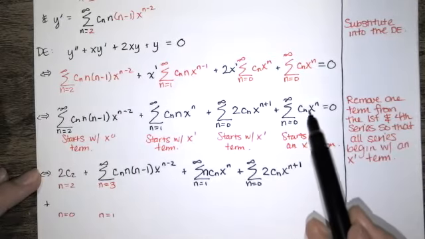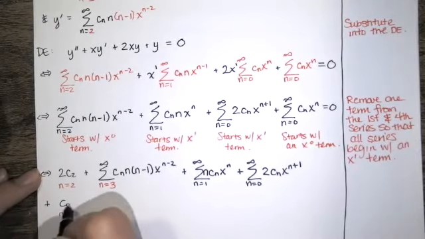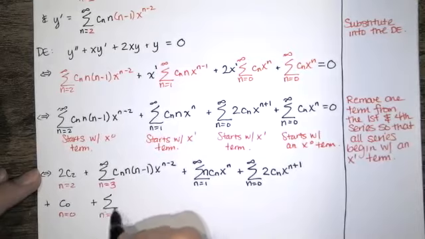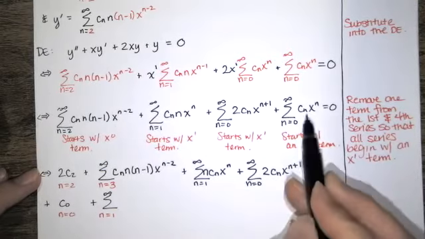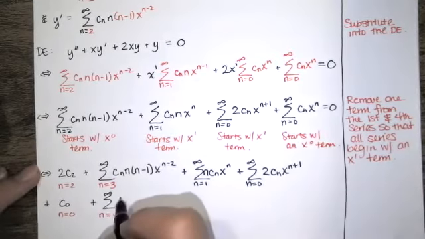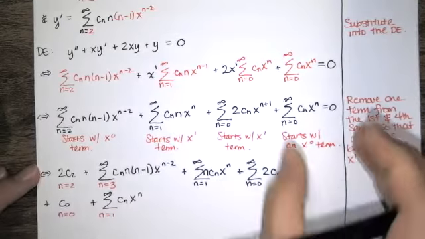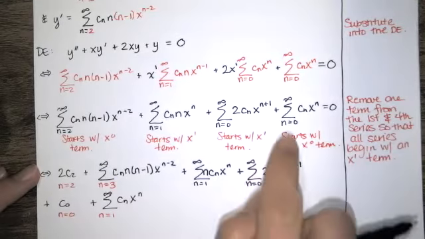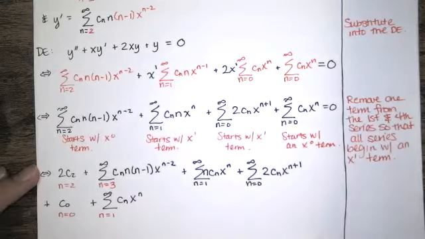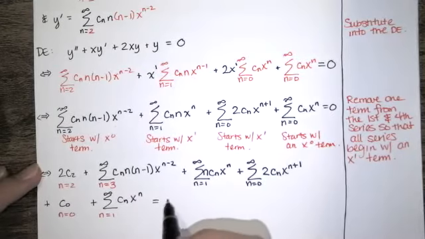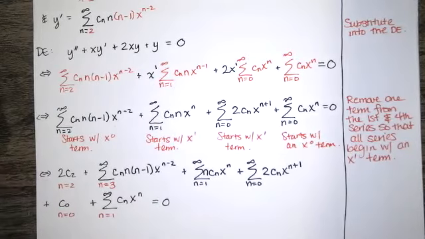When n equals 0, we have c sub 0 times x to the 0. When n is equal to 1, we'll have c sub 1 times x to the first. So we just write the series in exactly the same way as it was written there, except instead of starting with n equals 0, we start with n equals 1 because that's just the rest of the series. Okay, so now all the series start with the same power of x.